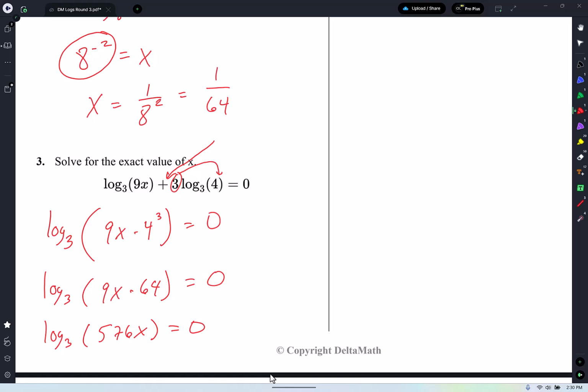All right, turn it into an exponent. 3 to the power 0 equals 576x. 3 to the power 0 is? And then to get x by itself, I just simply what? So there it is. 1 over 576.